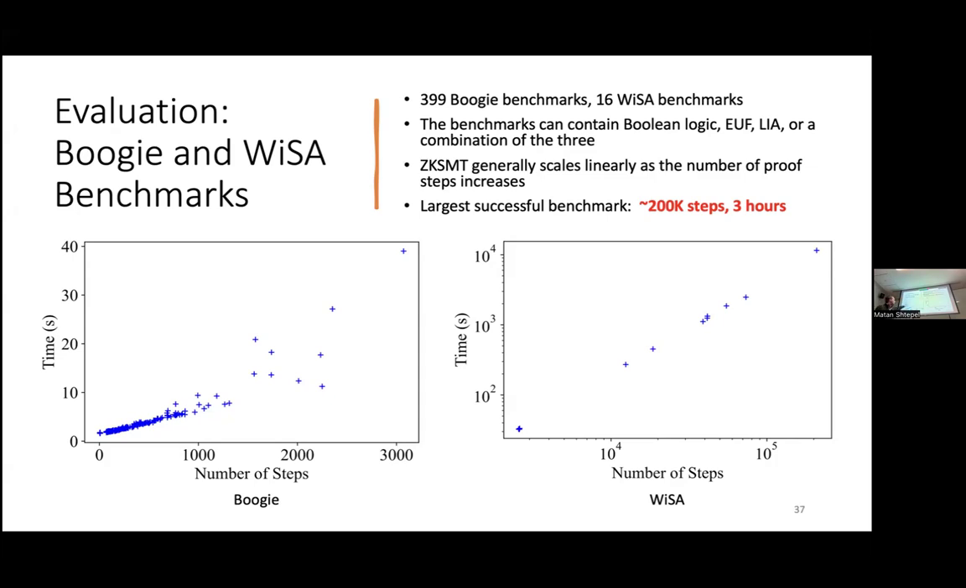So yes, the Boogie benchmarks are derived from verification problems for realistic programs. The Boogie benchmarks are relatively on the small side, but the Wisconsin Safety Analyzer benchmarks are extra large ones that are super big. The largest one that we validate successfully actually consists of about 200,000 steps and takes 3 hours to validate. So those are the big ones that we can handle.